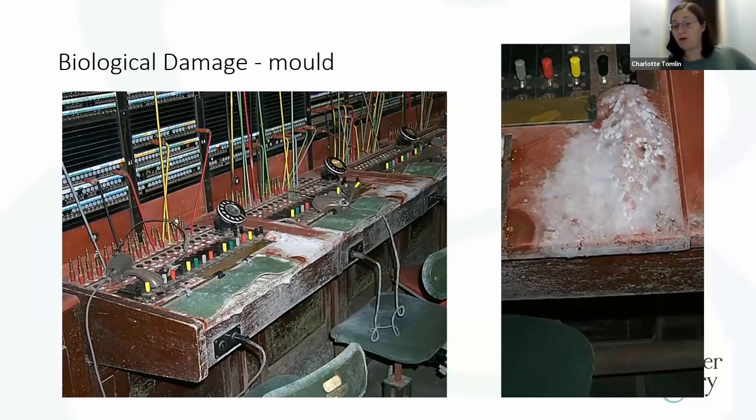So mold is not good for objects. It can cause staining, and the mold gradually eats away at the material it's growing on. And the issue with mold is that mold spores are everywhere. You can't eradicate them completely. So as soon as RH goes above the 65% level to a damp environment, it can start to grow very quickly.